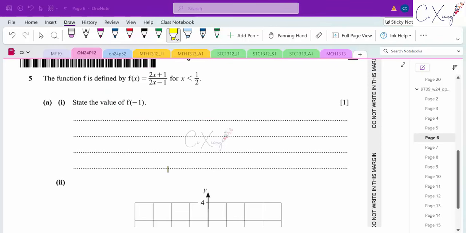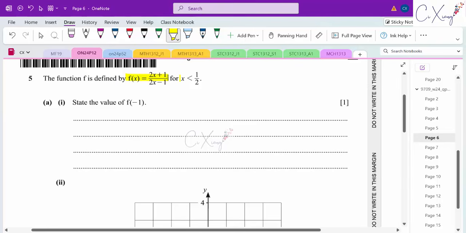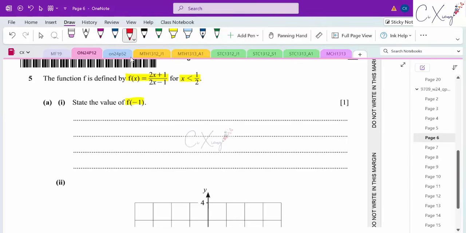Okay, so we are now at question number 5. We are given a function f(x), and it is defined for x smaller than half. State the value of f(-1). So I think this is very, very straightforward, where you need to substitute x equals negative 1 into the function f(x). So I'm having 2 times negative 1 plus 1, divided by 2 multiplied with negative 1 minus 1. Just try not to make any careless mistake here. By right, your answer should be 1 over 3. This is also a very straightforward question.